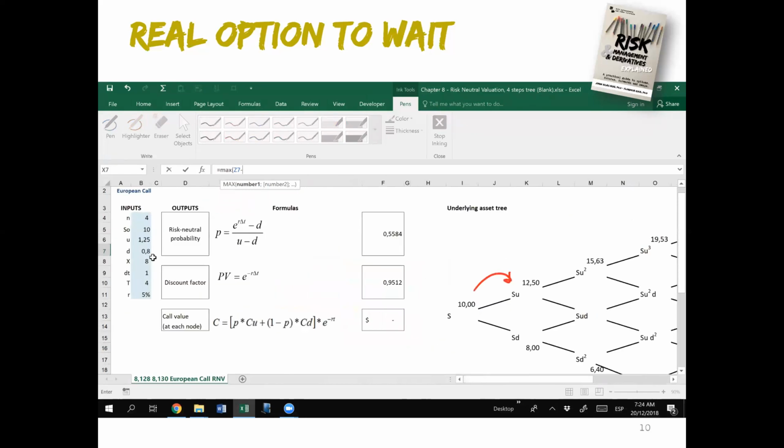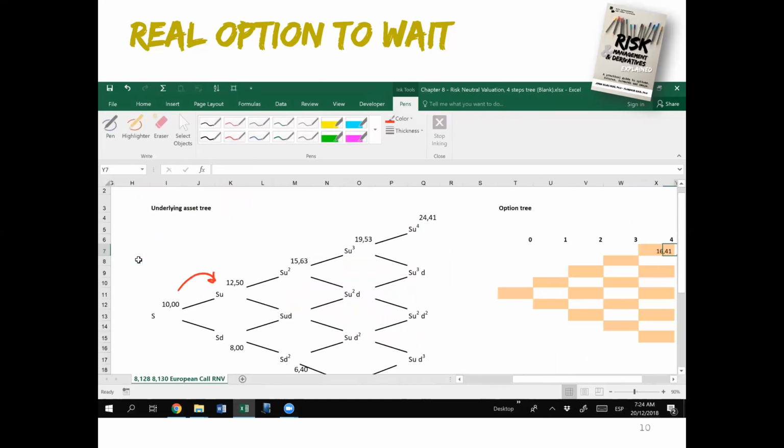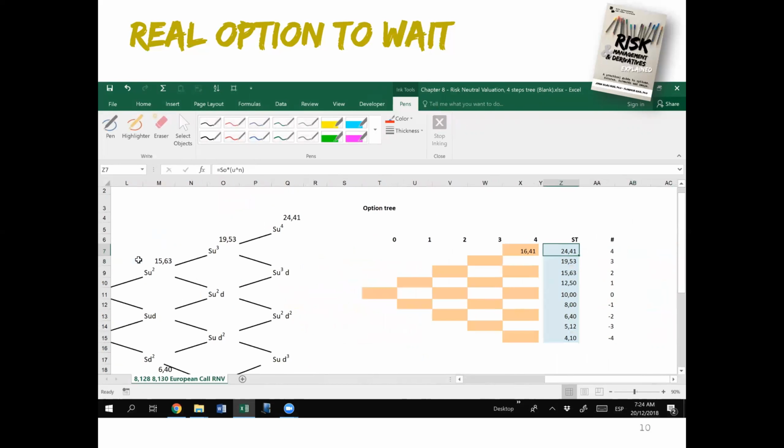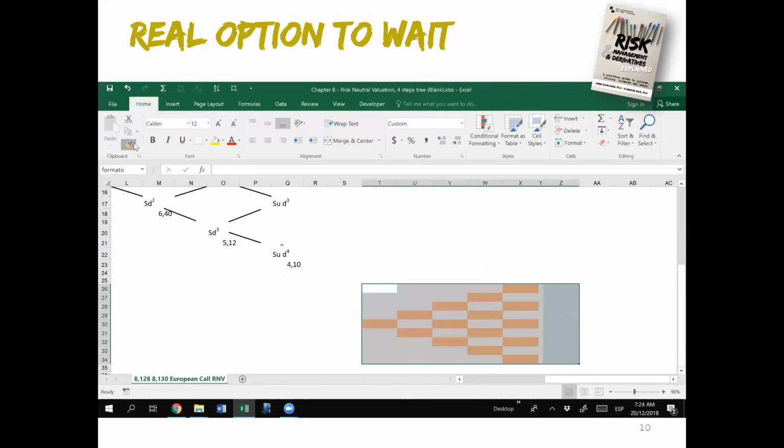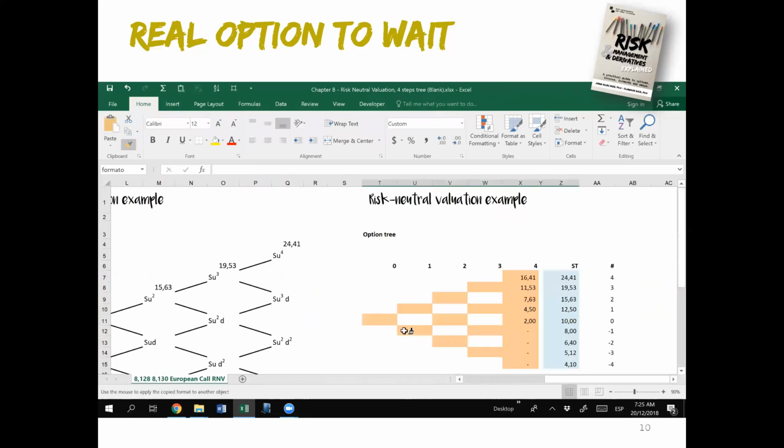For example, if the underlying asset goes to 24.41, we have the right to buy the underlying asset at $8. So we're going to make a profit. The payoff of the call will be 16. We exercise, we pay 8 for something that is worth 24 in the market, so we gain 15. I'm sorry, 16. Okay, I'm going to copy the format here because some cells are not necessary.